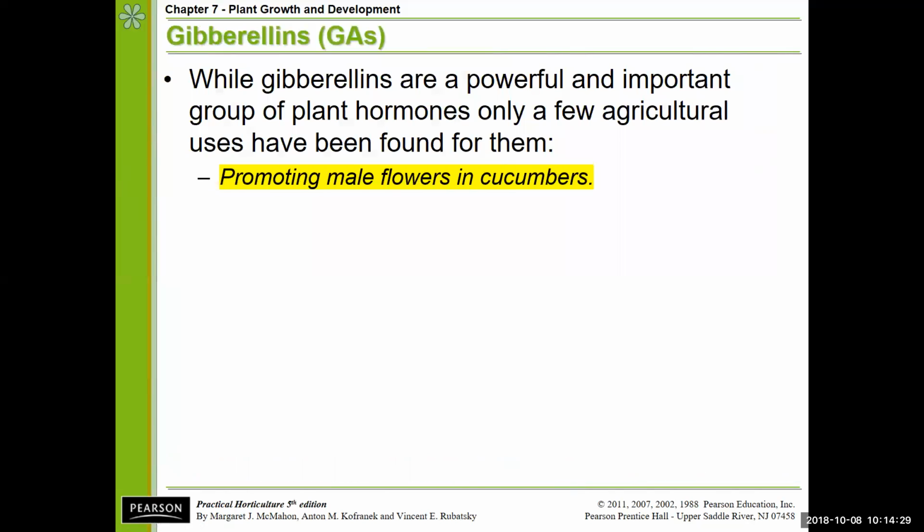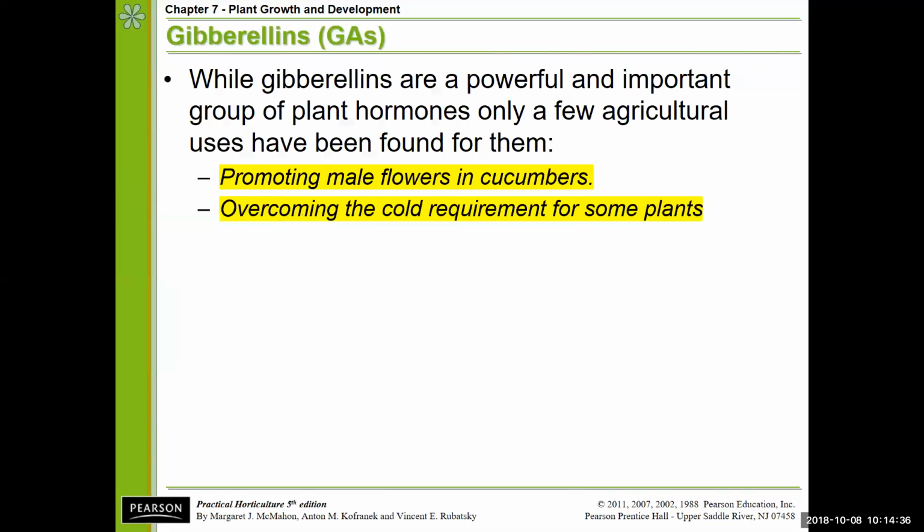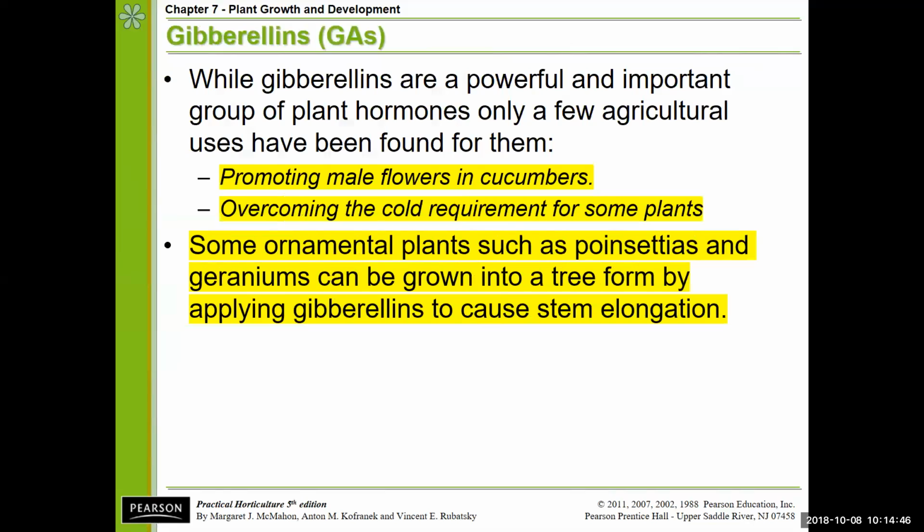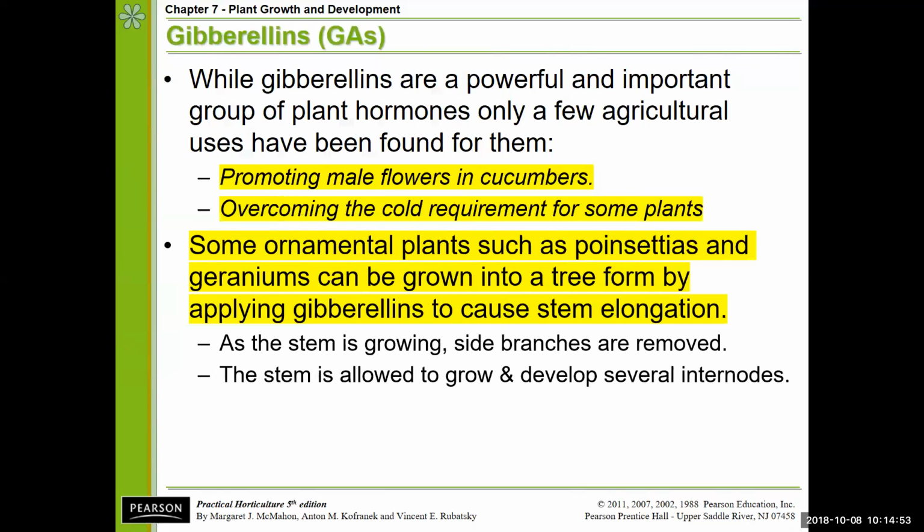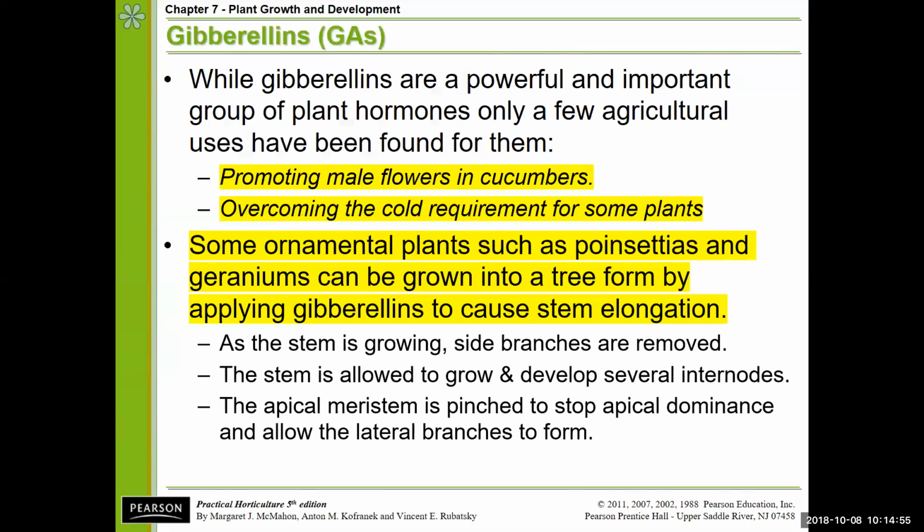A couple of things that we do with it, and they say in the book here that there are only a few agricultural uses, but then they talk about quite a few different uses of gibberellic acid. Promoting male flowers in cucumbers, overcoming cold requirements for some plants, and in some ornamental plants causing different growth forms by causing stem elongation. And we got an example of that here.